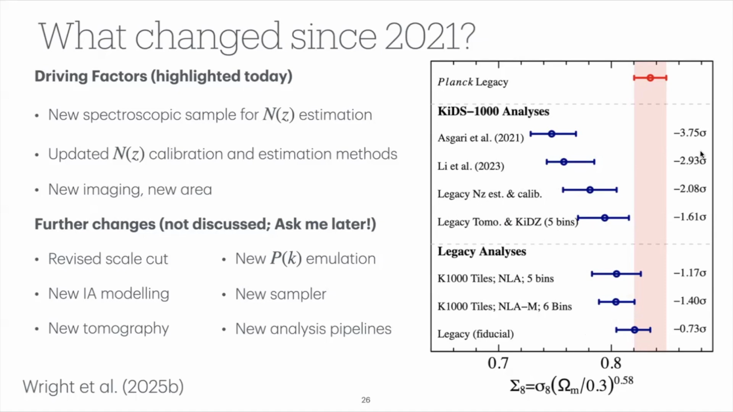That is, we can go from approximately 3 sigma here to approximately 1.6 sigma just by changing the calibration and estimation methods of redshift distribution in KiDS 1000 before we even ask the question of what happens when I move to the KiDS Legacy area or the KiDS Legacy imaging.